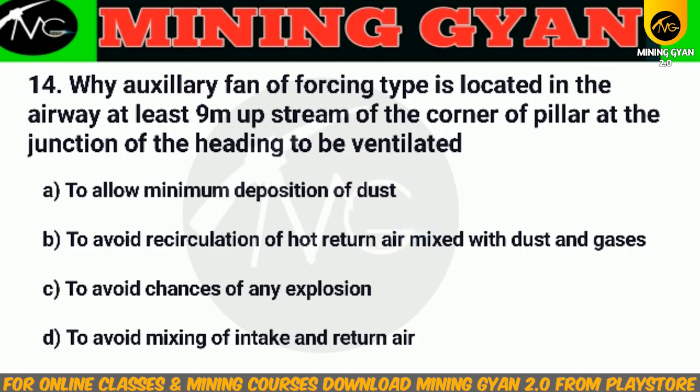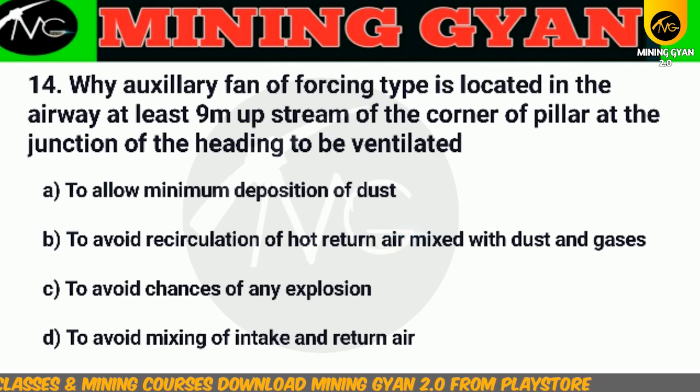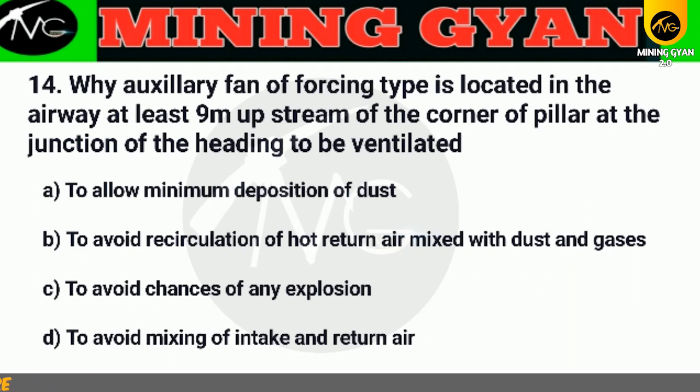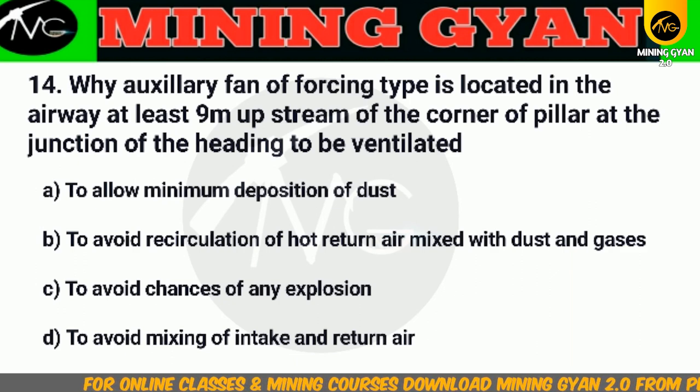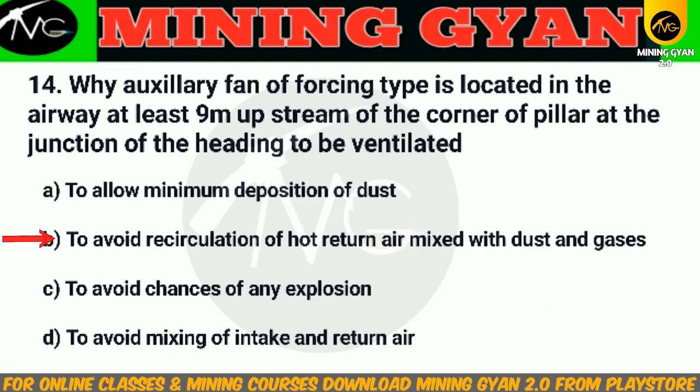Next question is, why is an auxiliary fan of forcing type located in the airway at least 9 meter upstream of the corner of pillar at the junction of the heading to be ventilated? A. To avoid minimum deposition of dust, B. To avoid recirculation of the hot return air mixed with dust and gases, C. To avoid chances of any explosion, D. To avoid mixing of intake and return air. Right answer is B. To avoid recirculation of hot return air mixed with dust and gases.